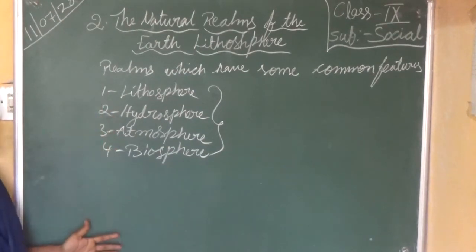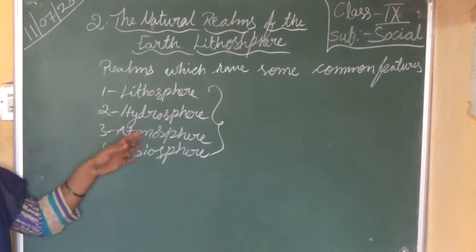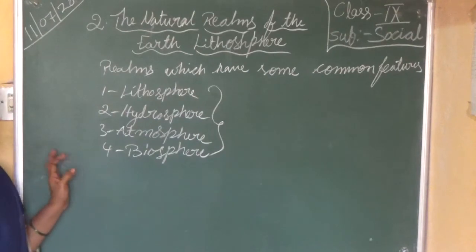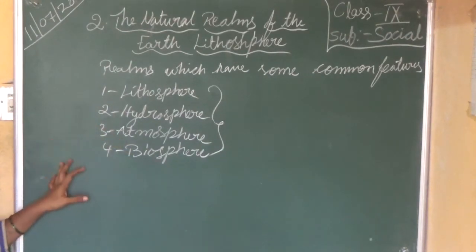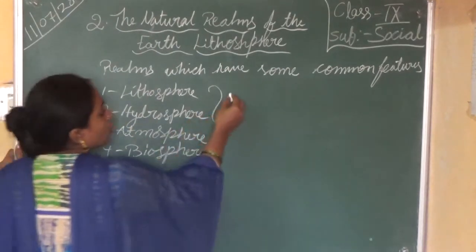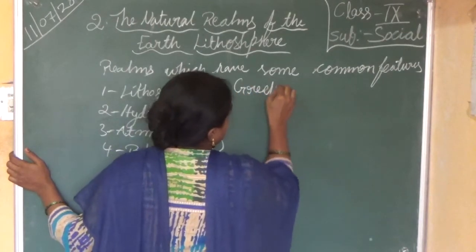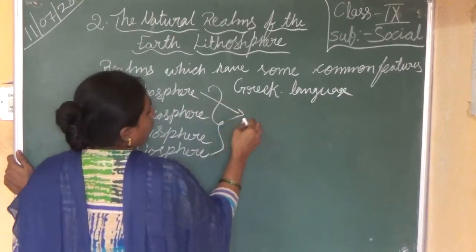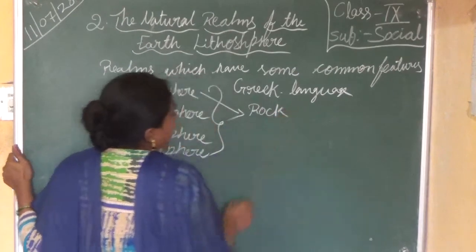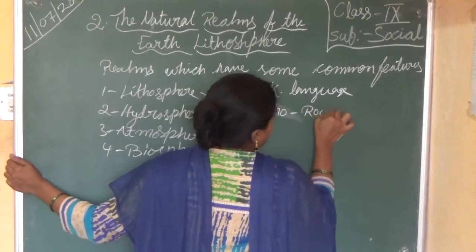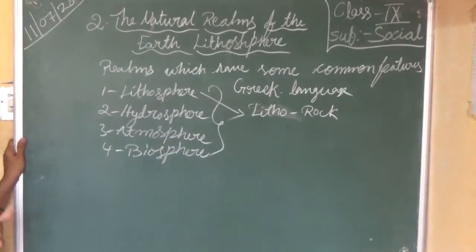What does this mean? And from which language did these words come? These came from Greek words. From the Greek language only, these four came. Litho means rock. Litho means rocks, very hard rocks.